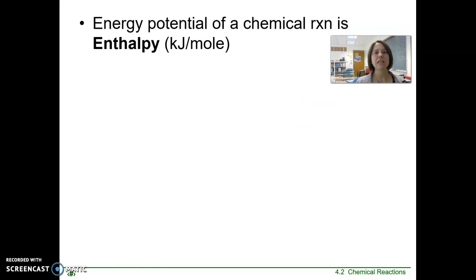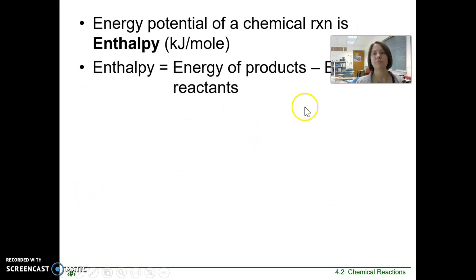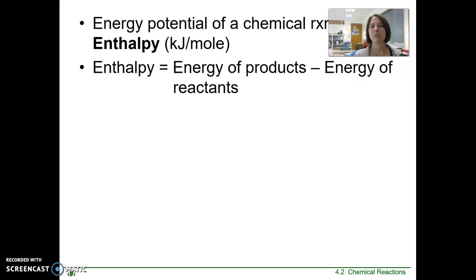Enthalpy is the energy potential of a chemical reaction, and it is measured in kilojoules per mole. Basically, enthalpy is the change in energy during a chemical reaction. Enthalpy, change in energy. Everybody got it? Okay, so the energy of the products, where you end up, minus the energy of the reactants, where you started, is your change in enthalpy.